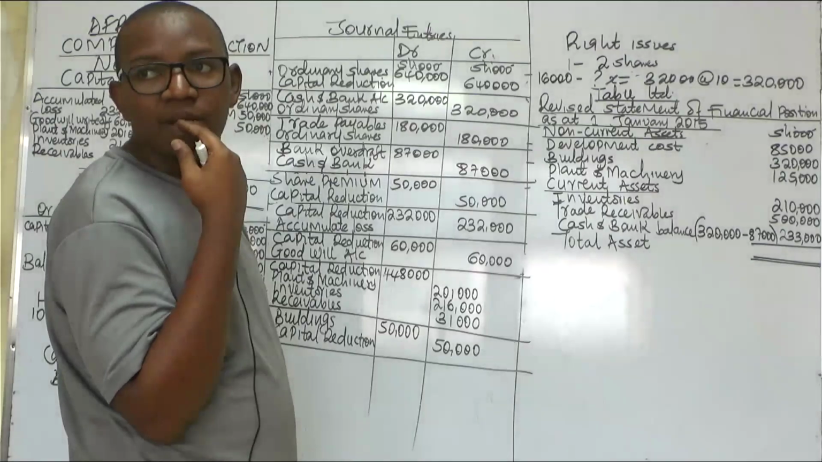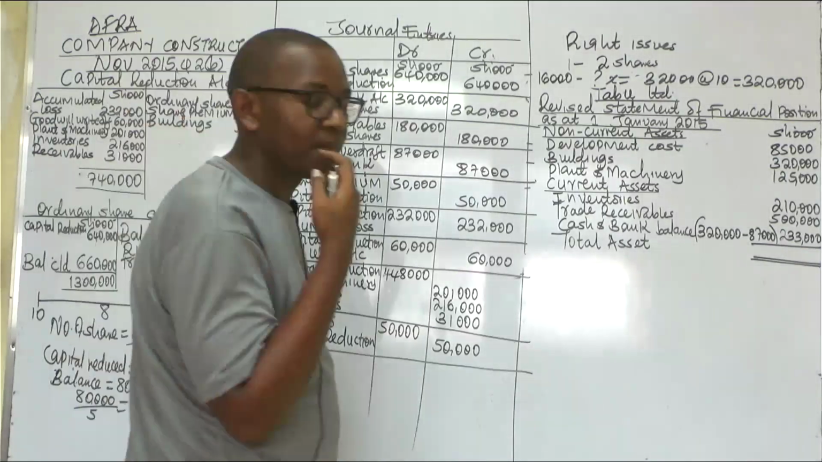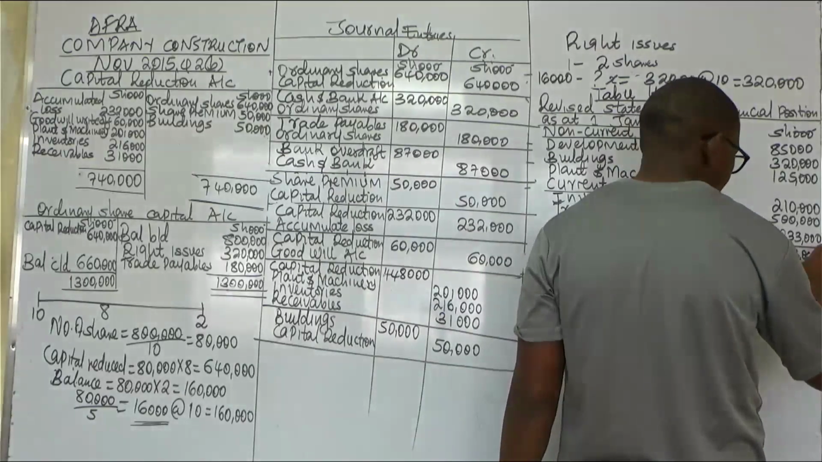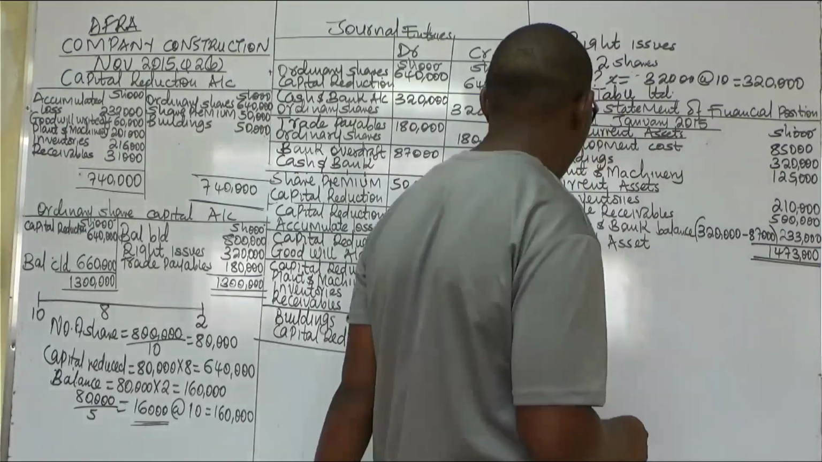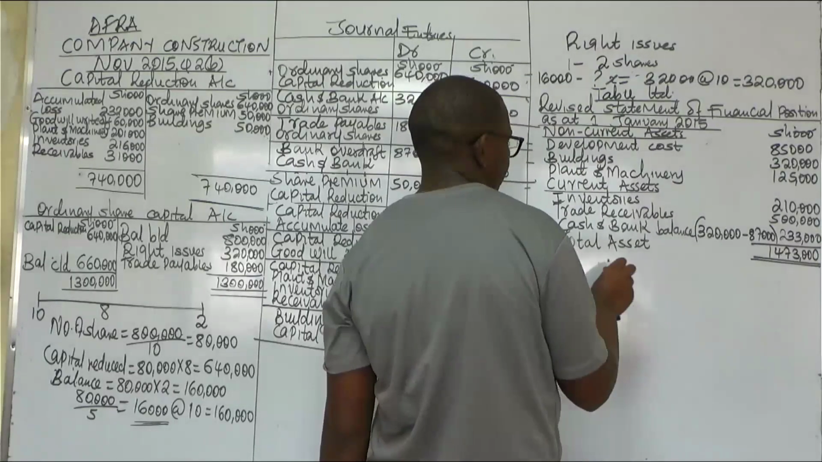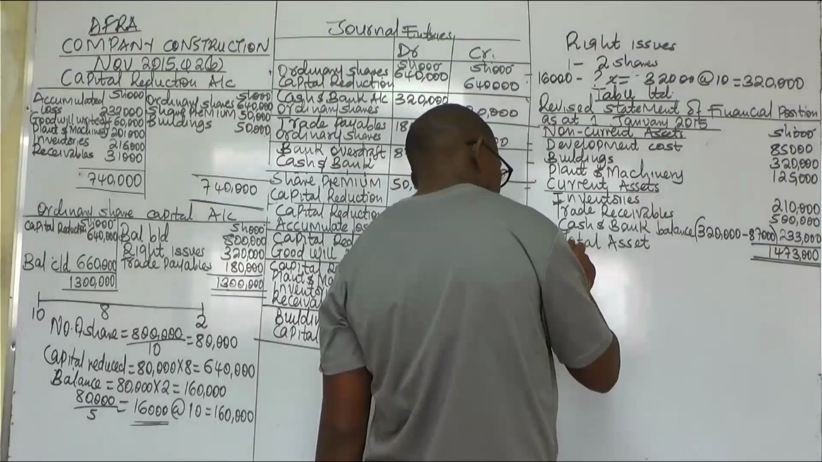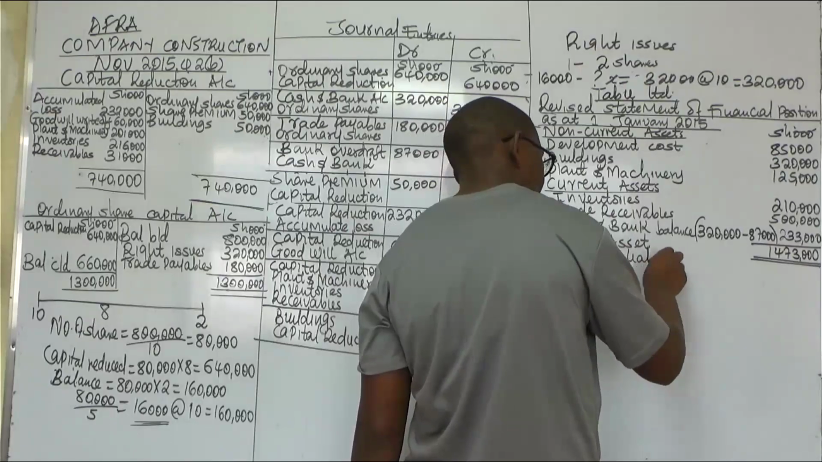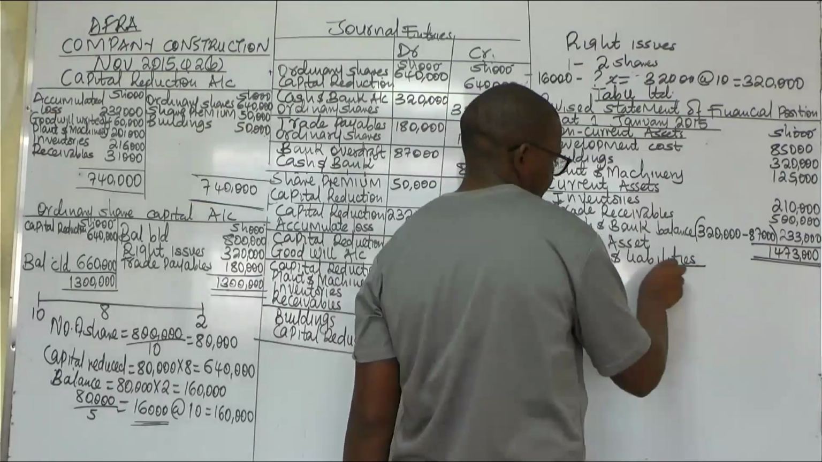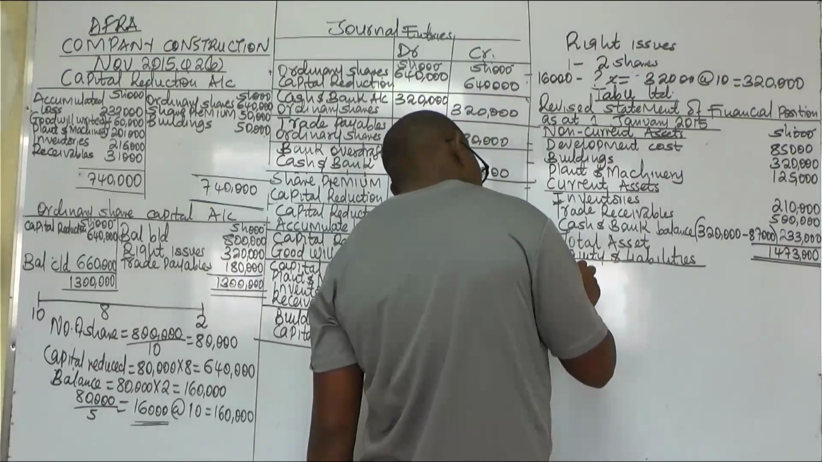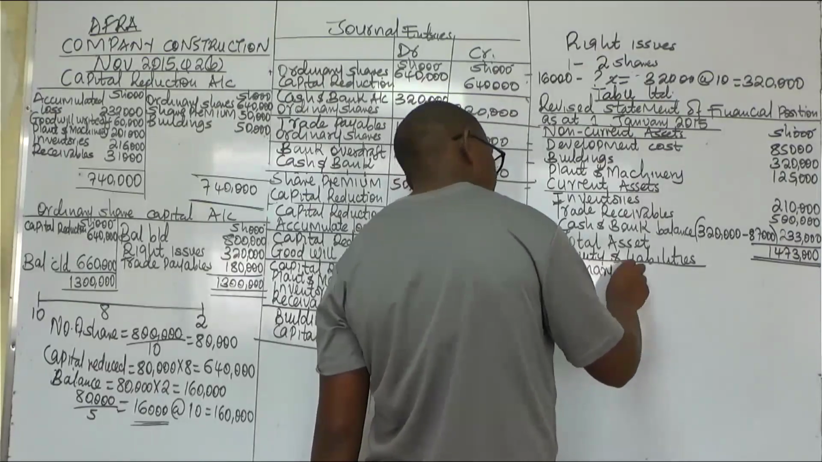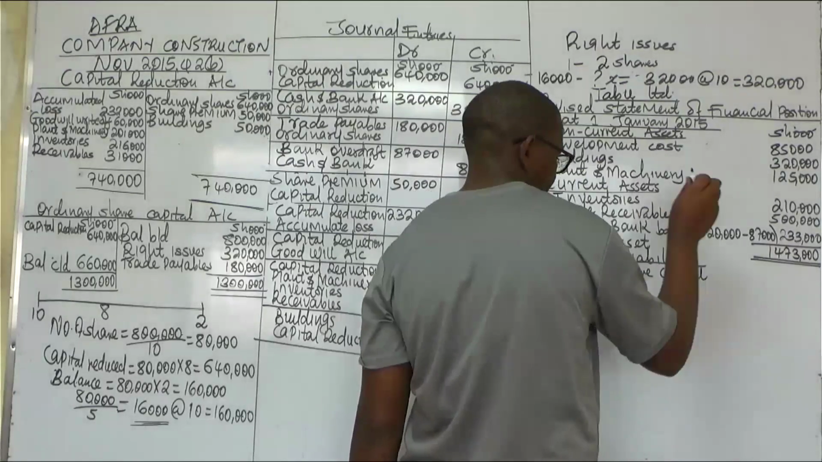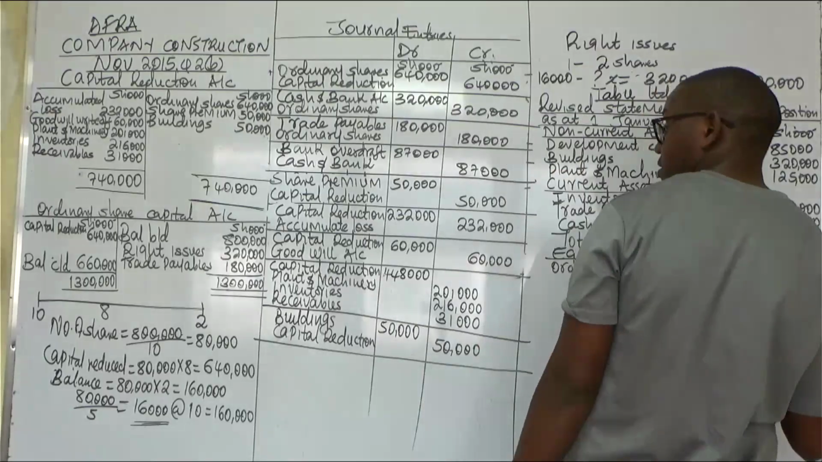Total assets, 10,3,000. Also go to equity and liabilities. So we'll have the ordinary share capital. The balancing figure was 6 what?